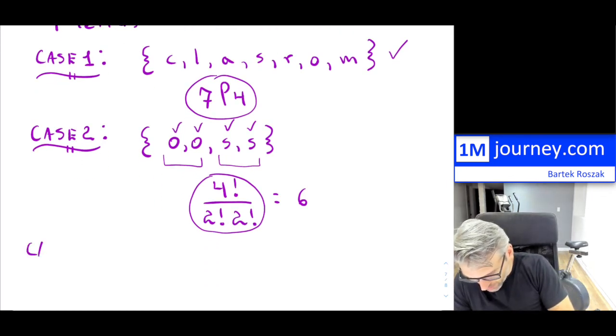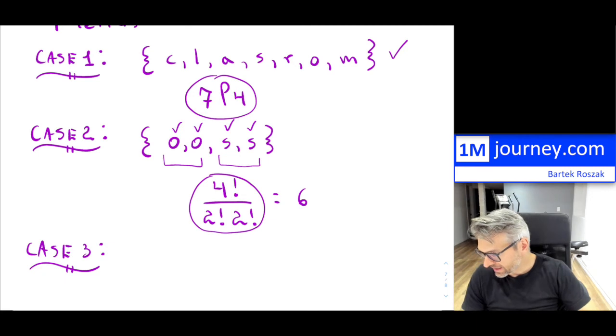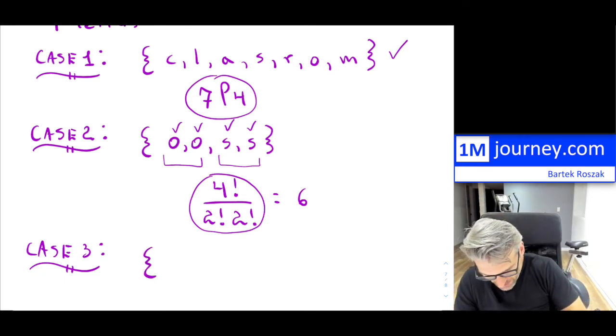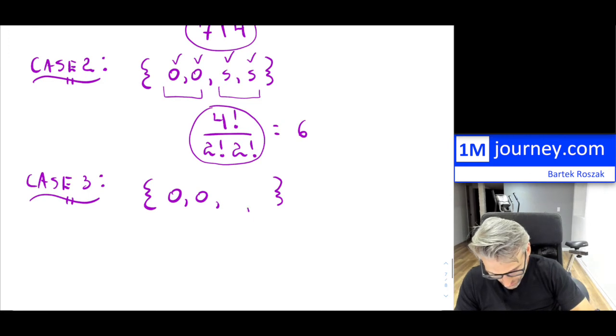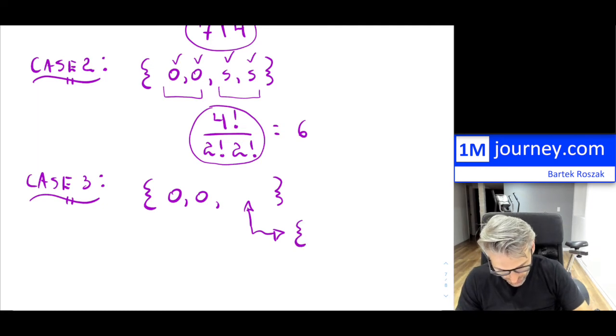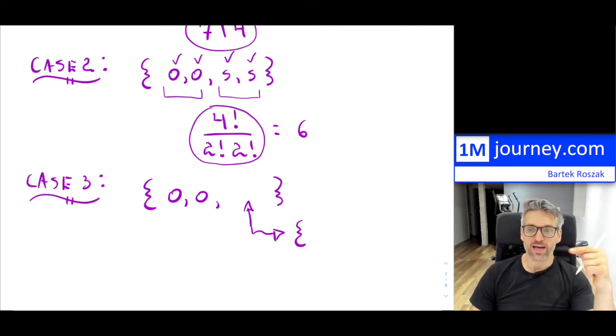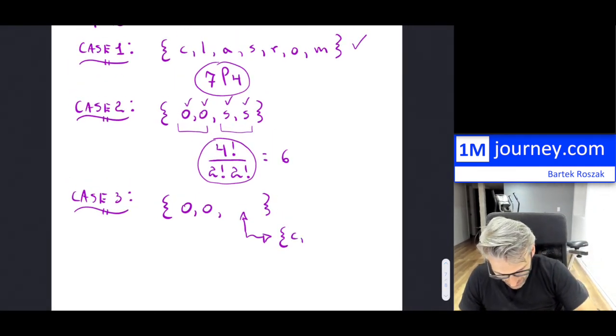Now, what other cases can I have? So case number 3, and this is kind of what you would have to go through. In the next one, what if I was repeating only the O's? What if I only repeated only the O's? And now the rest of the letters that I would have, what else is remaining? That means all the other letters could only happen once. So in that case, that would have been the C, the L, the A, the S, the R, and the M.